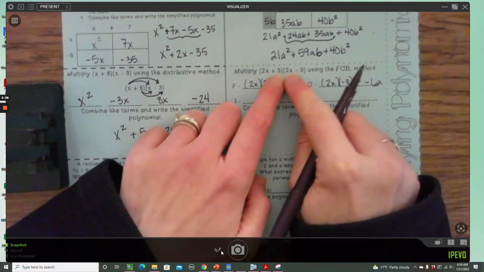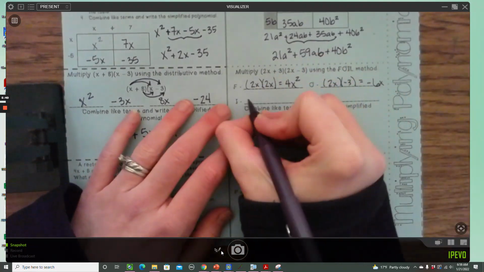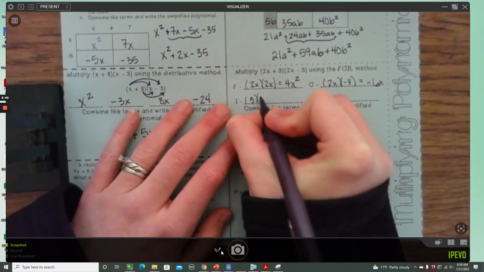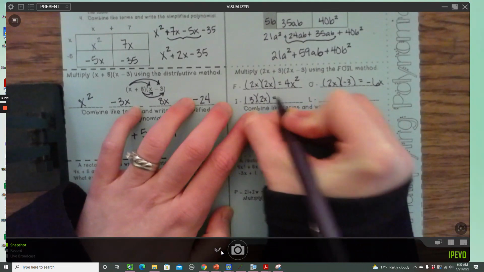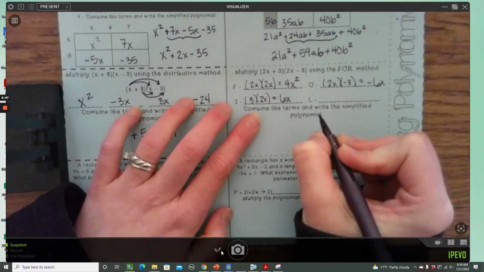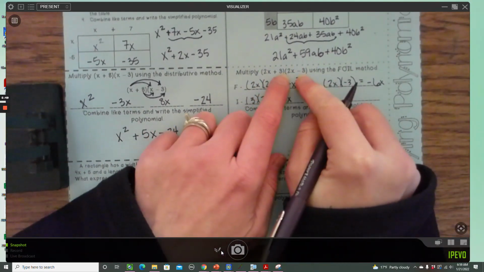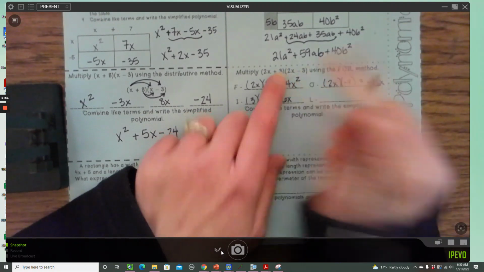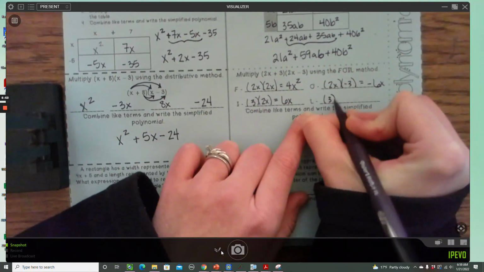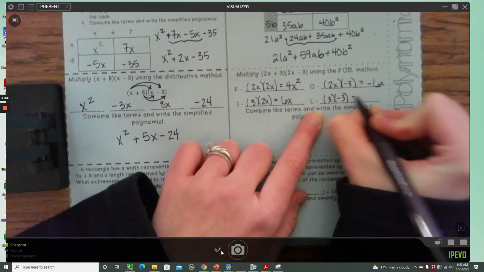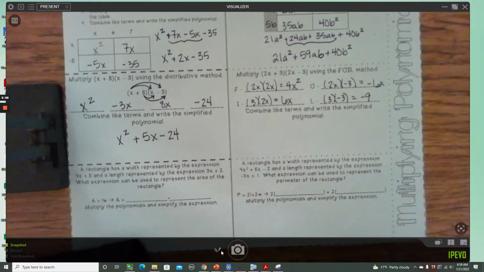All right, inside would be this 3 and this 2x. They're both on the inside. And so 3 times 2x gives me a positive 6x. And then last would be the last digits of each term. So positive 3 and a negative 3. 3 times negative 3 gives me a negative 9.